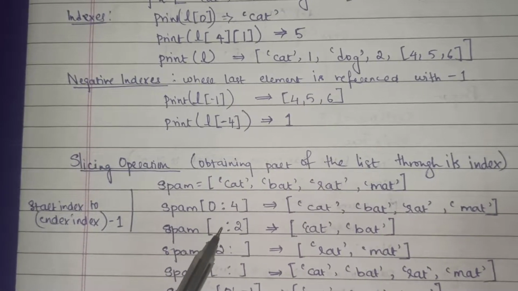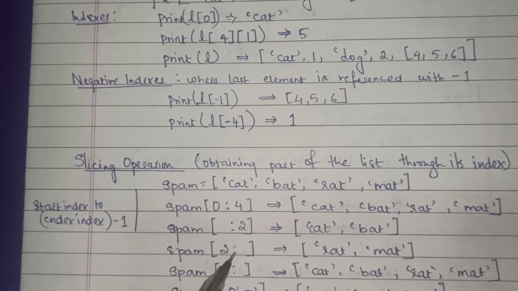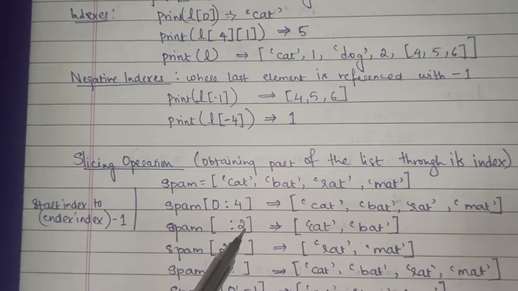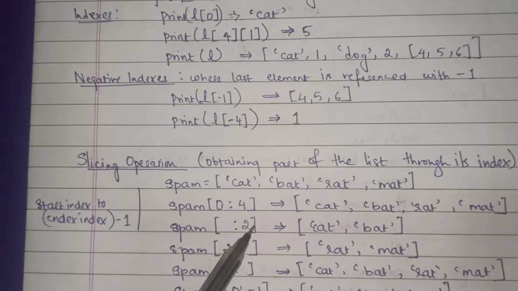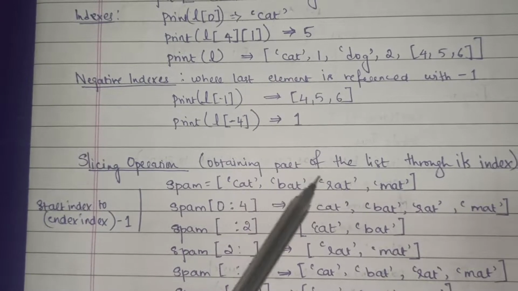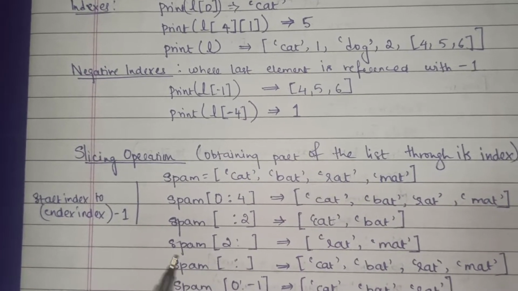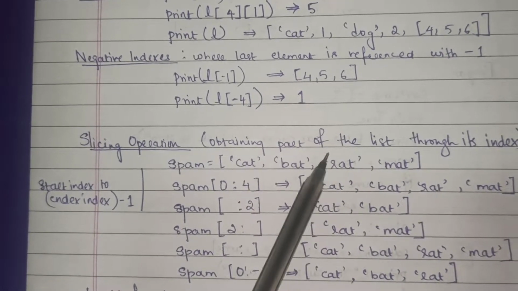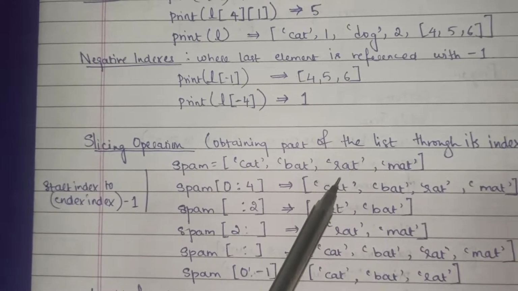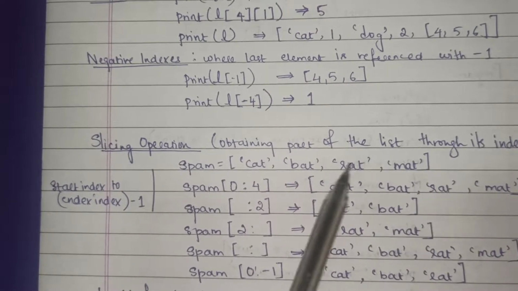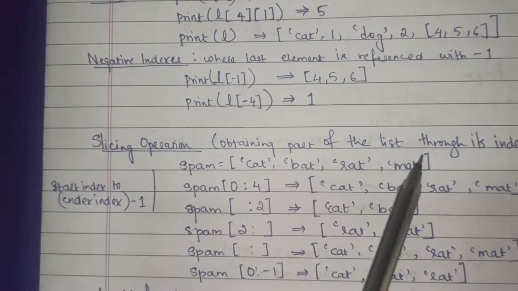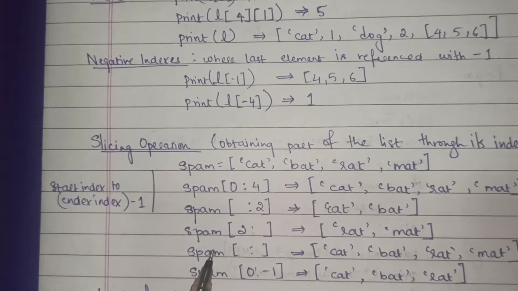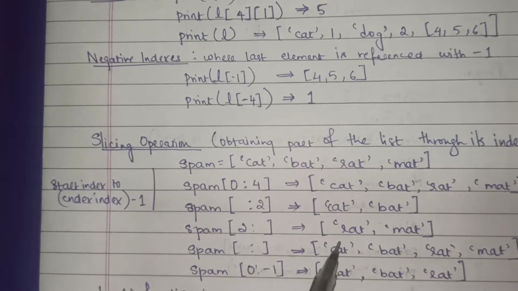Suppose there is no starting index mentioned, then it will start from the beginning index only, that is from 0, and it will end at ending index minus 1, that is 1. So 0 and 1 will be printed, so cat and bat will be printed here. Coming to the next one, the beginning index is given as 2, so 0, 1, 2, and the ending index is not given, so it will print whatever is remaining in the list. So from here to the remaining, that is rat and mat, will be printed. If there is only a colon present and no starting and ending index, then it will print the whole list.